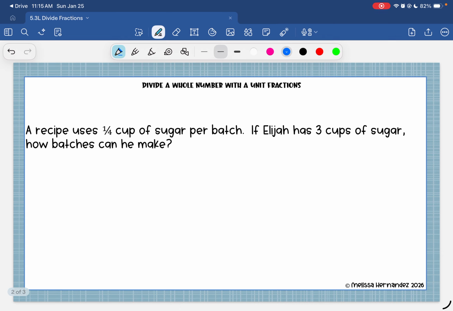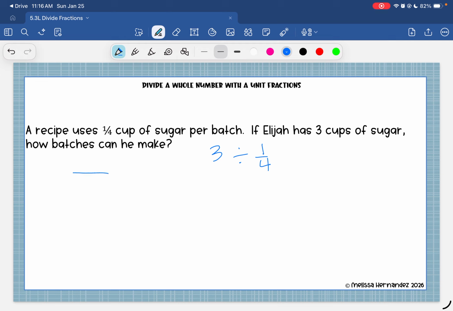A recipe uses 1/4 cup of sugar per batch. If Elijah has 3 cups of sugar, how many batches can he make? So what you're starting off with is 3 cups, and you're going to divide it by 1/4. What I like to tell my students is, you're actually asking how many fourths are in 3 wholes.